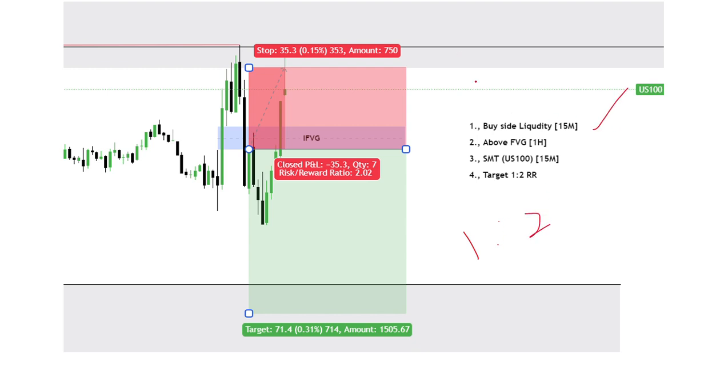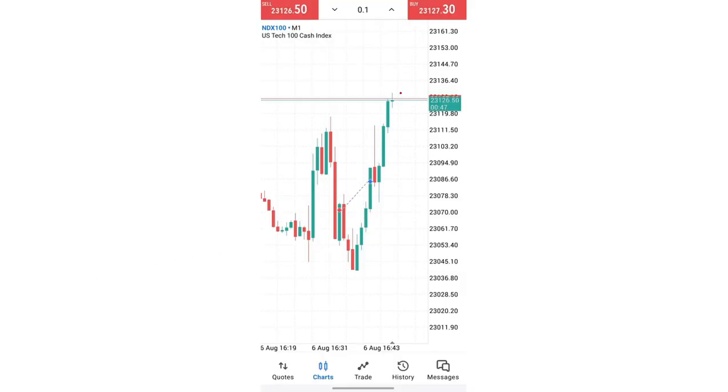Buy side liquidity above the 1 hour FVG, this is the 1 hour FVG, and SMT with silver which I have shown there, and IFVG under. IFVG under, I forgot to mention that. Guys, this is the trade breakdown.